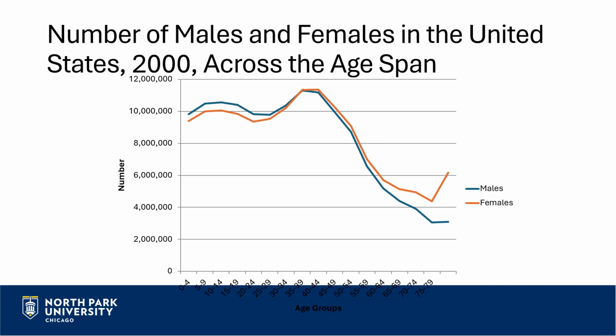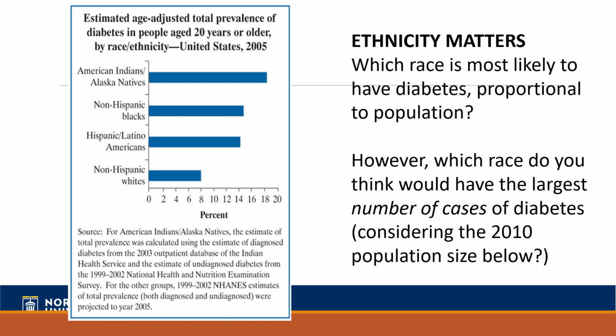And look at this, the number of males and females in the United States across the age span, males and females. Ethnicity matters. So which race is most likely to have diabetes proportional to the population? American Indians, non-Hispanic blacks, Hispanic Latino Americans, and non-Hispanic whites. So those are who are at greatest risk of diabetes, and that's ethnicity. And when I think of ethnicity, that's genetics.